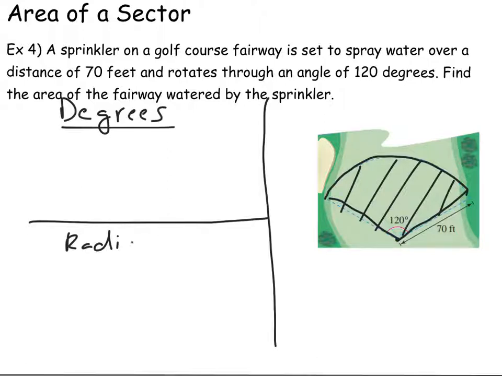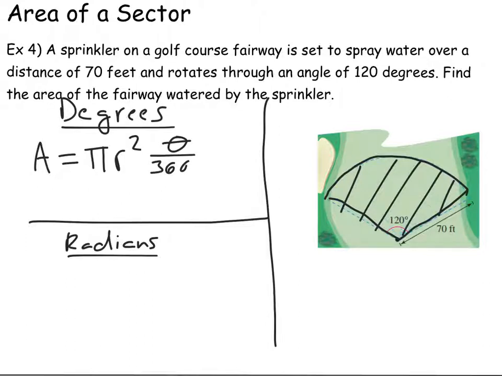Same situation: 2 formulas, one for degrees, one for radians. The degrees formula ends up being really similar. This first part is just the area of a whole circle, pi times radius squared. You've probably seen that who knows how many times over the years. That's a whole circle. Then what we need to multiply that by is what fraction of a circle we have. Well, that's going to be formed by the angle. We're going to use that formula.